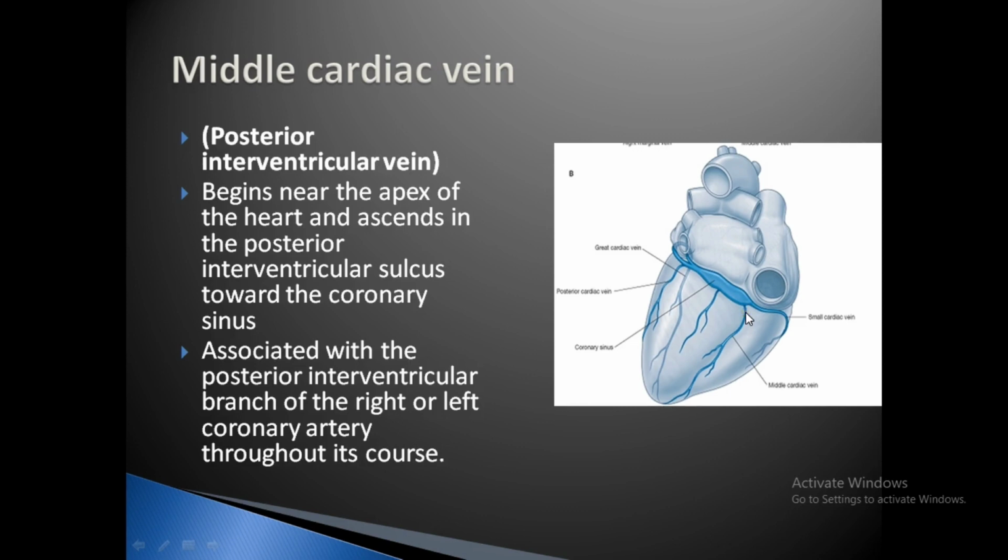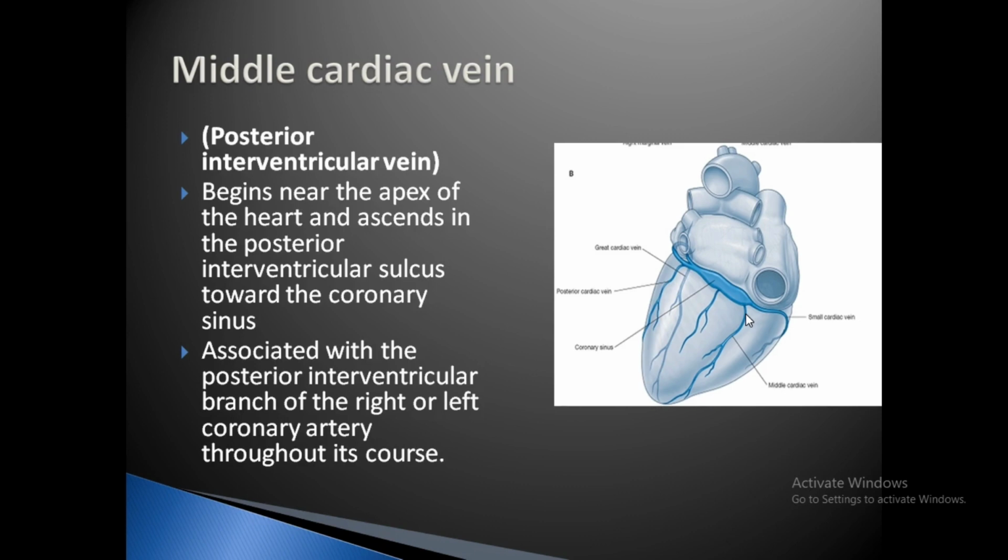its course. Now you have a real idea why we say the posterior interventricular branch of right or left, because it would be either right or left depending on the dominance of the coronary artery. So the middle cardiac vein, which is also called the posterior interventricular vein, begins near the apex of the heart. It ascends in the interventricular sulcus towards the coronary sinus. It is associated with the posterior interventricular branch of the right or left coronary artery throughout its course.